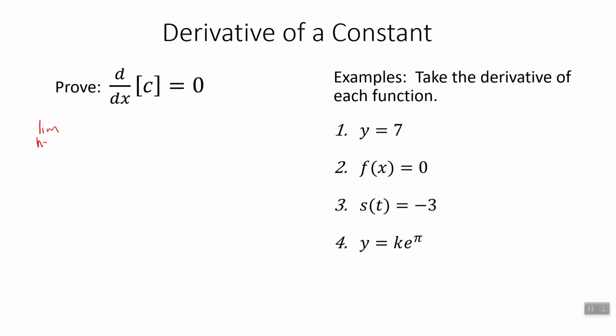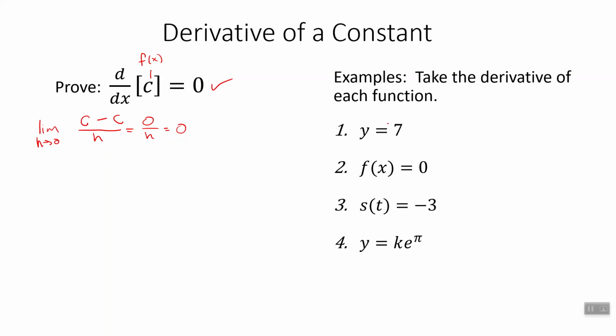So the limit as h goes to 0 of f of x plus h. f of x plus h is just going to be c, minus f of x, the derivative of our function. Again, this is our f of x in here, which is just c, all over h. Before we take any limits, c minus c is 0, so we just get 0. There's no h left to take limits, so that limit is 0. That proves this statement.